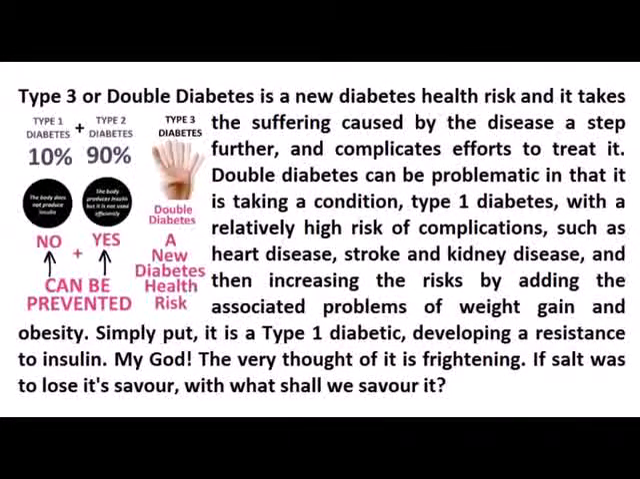Double diabetes can be problematic in that it is taking a condition, type 1 diabetes, with a relatively high risk of complications, such as heart disease, stroke and kidney disease, and then increasing the risks by adding the associated problems of weight gain and obesity. Simply put, it is a type 1 diabetic developing a resistance to insulin.